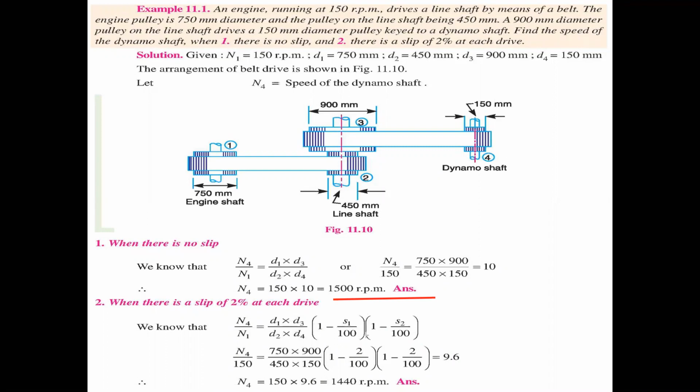we have the slip effect both times, so 1 minus S1 by 100 and 1 minus S2 by 100. S1 and S2 are both taken as 2%, so we just substituted the values. Then N4 is to achieve 1440 RPM. When there is a slipping effect, our driven pulley or dynamo shaft is to achieve 1440 RPM.